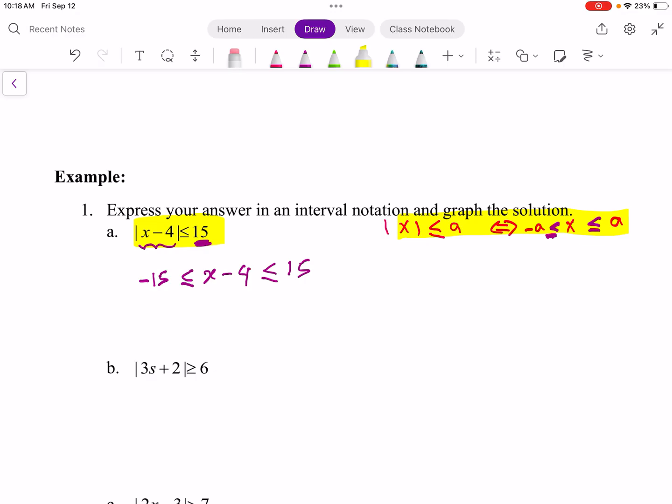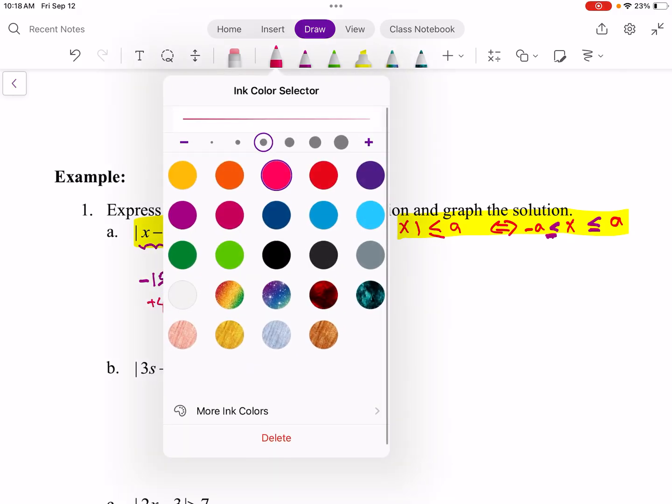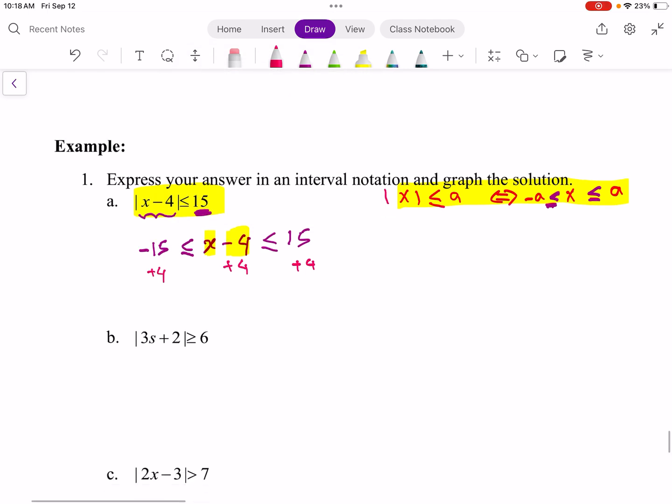Solving means we have to make x by itself. Now x has negative 4 with it, so let's get rid of negative 4, and to get rid of negative 4 we add positive 4. Make sure you are adding on both sides, including that middle expression. So then we have negative 15 plus 4, that is negative 11, less than or equal to x, less than or equal to 6, so that's 19.